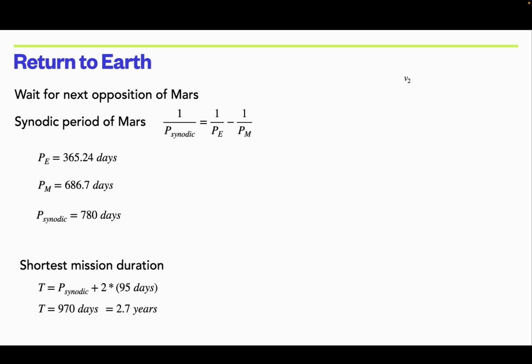So if you're planning a mission to Mars, you got to kind of really commit, right? I mean, the minimum amount of time to go to Mars and come back is almost 3 years. And if something goes wrong and you miss your launch window for returning, there's a few things you can do, but if you really mess it up, you're going to have to wait for that next opposition to occur.